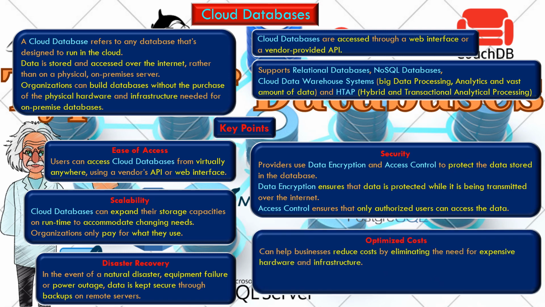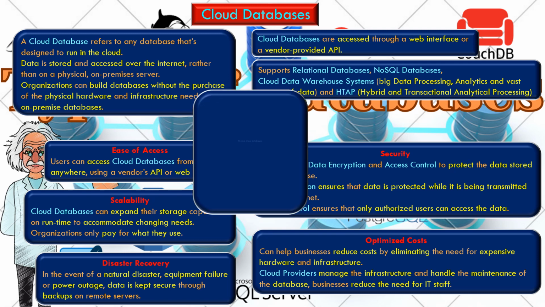Optimizing costs can help businesses reduce costs by eliminating the need for expensive hardware and infrastructure. Cloud providers manage the infrastructure and handle the maintenance of the database. Businesses reduce the need for IT staff.